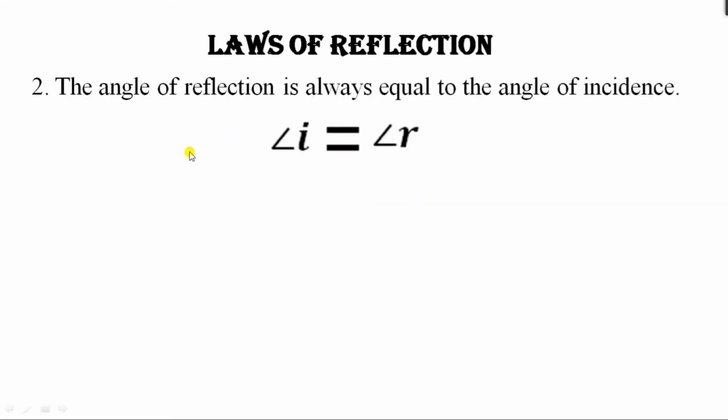And this is the second law of reflection. It says the angle of reflection is always equal to the angle of incidence. Angle i is equal to angle r. Now let's take some examples.